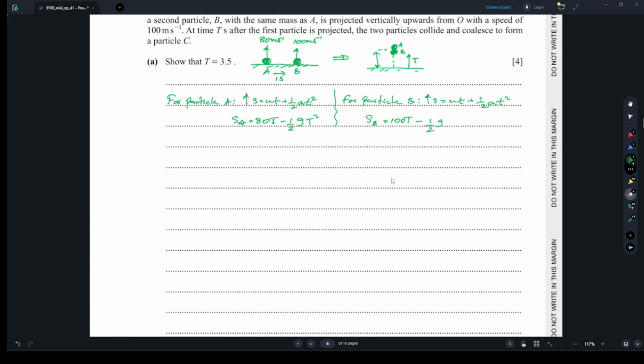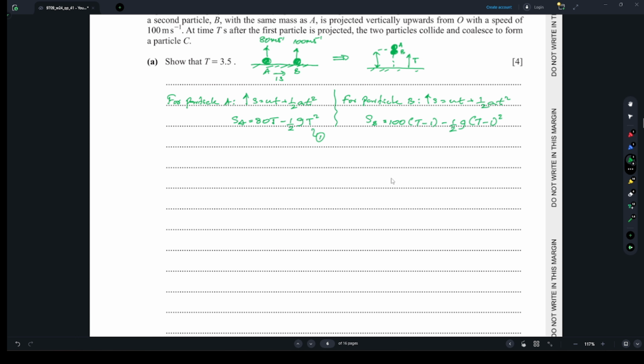Sorry, I made a mistake here. Because when we consider particle B, it is projected after 1 second compared to A. Therefore, I should write 100 times (t minus 1), because after 1 second we are projecting particle B. So minus half g, and here (t minus 1) squared.